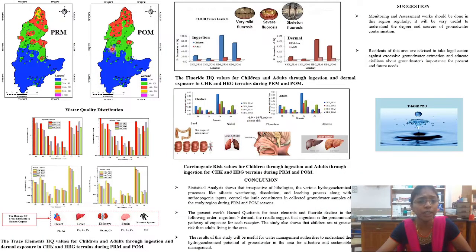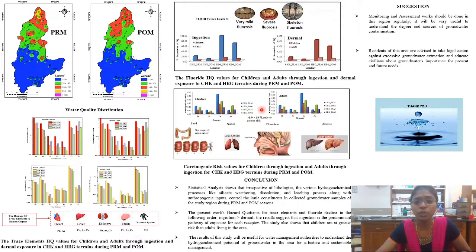Water quality distribution shows that the majority of the groundwater samples belong to the excellent category during pre-monsoon and post-monsoon. Risk assessment can be categorized into carcinogenic and non-carcinogenic. For non-carcinogenic risk, the hazard index value should be less than 1.0. If they exceed this limit, they will damage human organs.